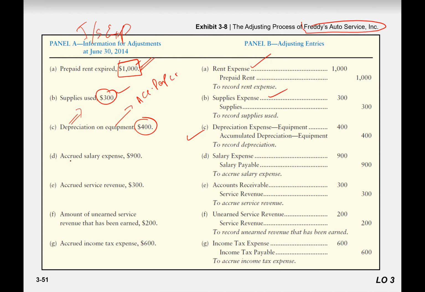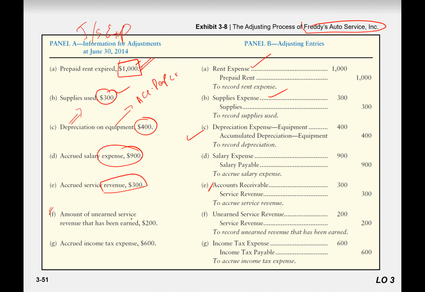Accrued salaries occurred but not paid. Salary expense to salaries payable, right? Something is not paid, we created a liability. Accrued revenue, 300. It means revenue occurred, but we didn't receive it. Accrued means occurred, and for revenue, we receive revenue, not pay revenue. So when revenue is not received, then we create a customer account, which we call accounts receivable.